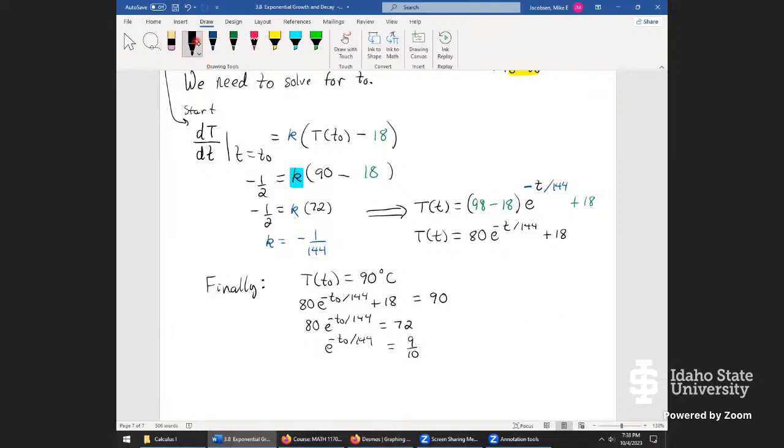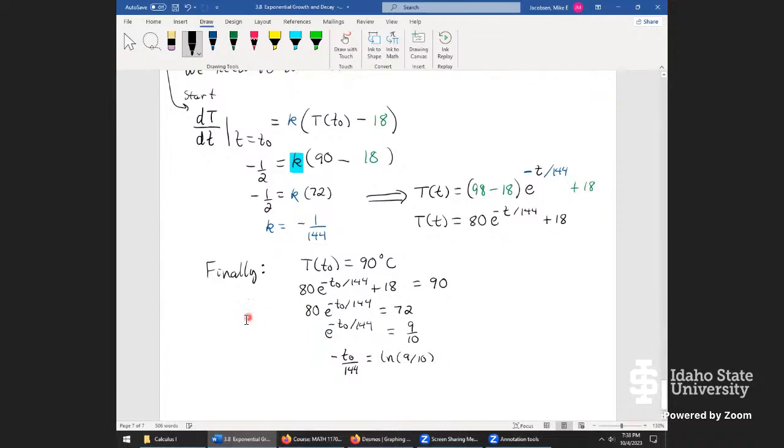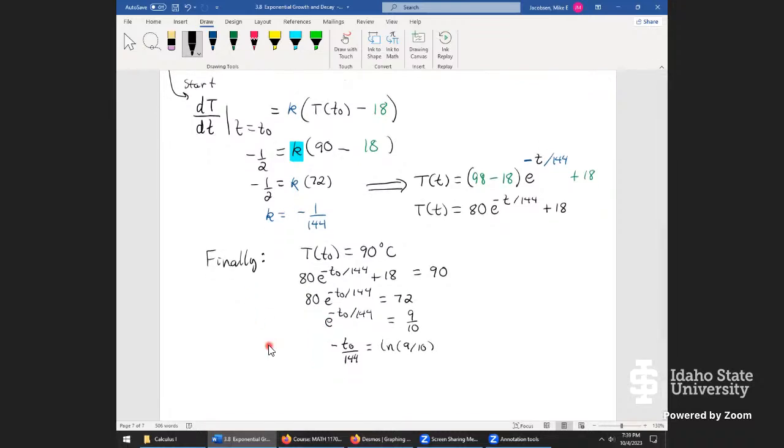Finally, take the natural log of both sides. Natural log kills the base e exponential on the left, so it's just -t naught over 144. Divide by 144; on the right-hand side, it stays as natural log 9/10. And then, last bit of scrolling, multiply both sides by -144. And we have now t naught equals -144 natural log 9/10. So whatever that comes out as, that's going to be our time.